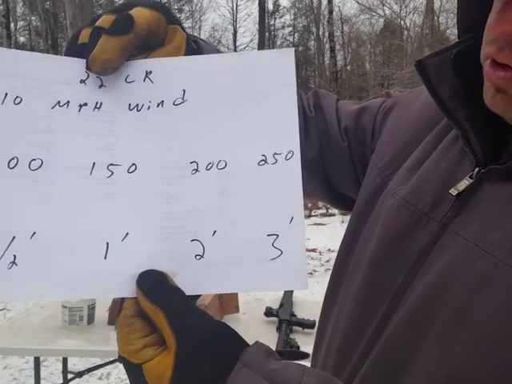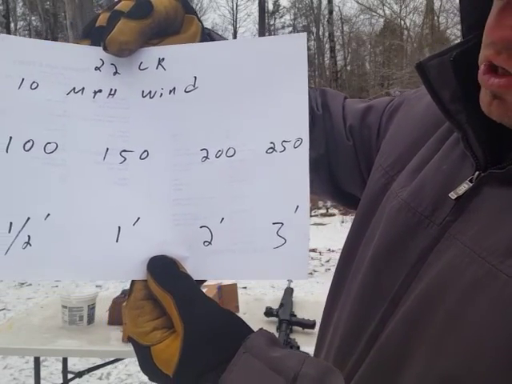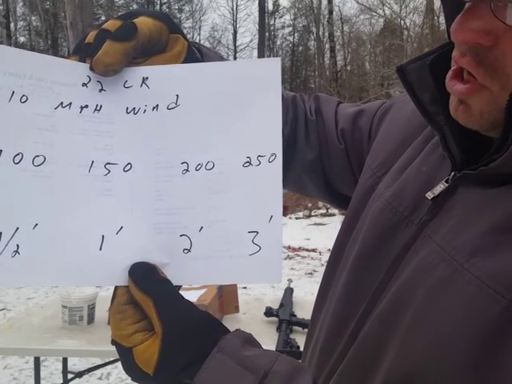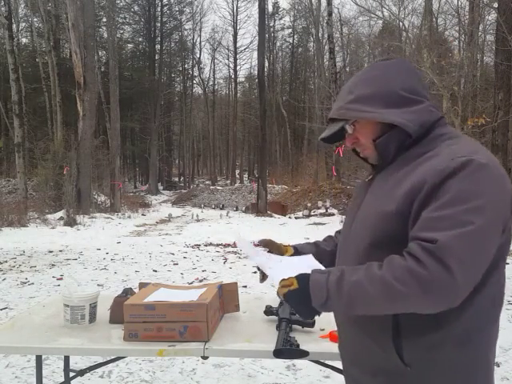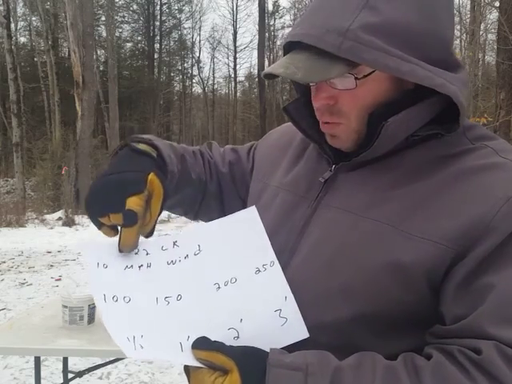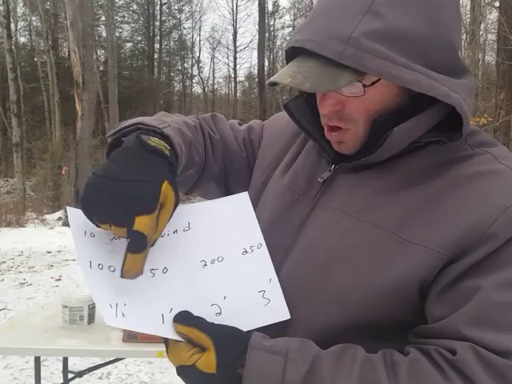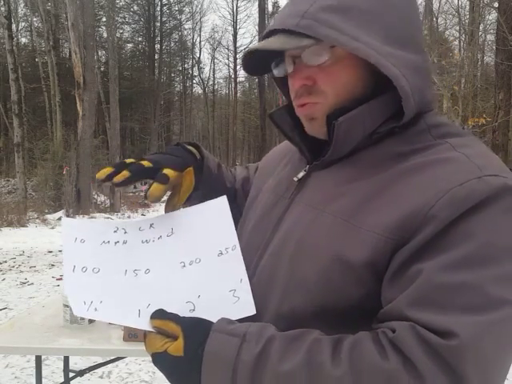So again, 100 yards, half a foot. 150 yards, 1 foot. 200 yards, 2 feet. 250 yards, 3 feet. So let me put this down. And here's the thing: if you've got, let's say, a 5 mile per hour wind, what you do is you just cut that in half. Or if you've got a 20 mile per hour wind, you just double these adjustments. So that's how you can work with this.